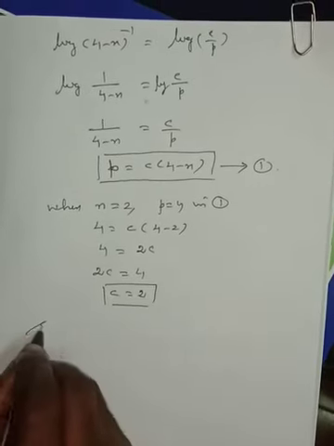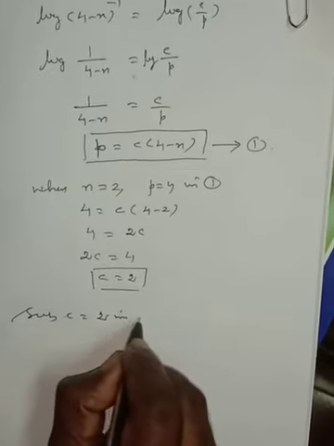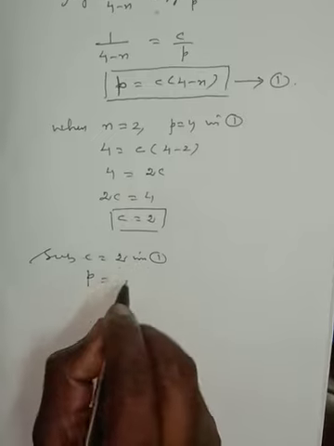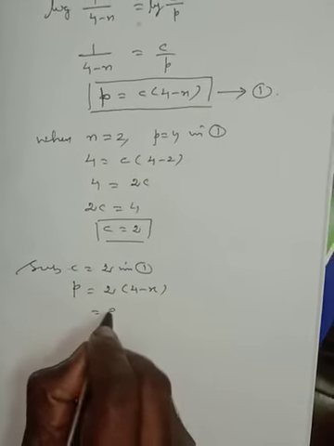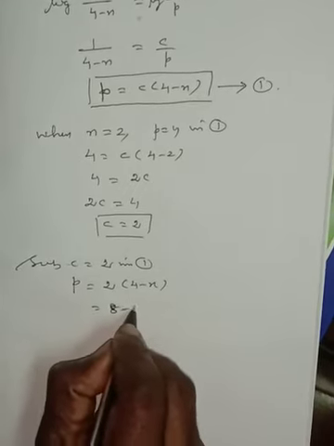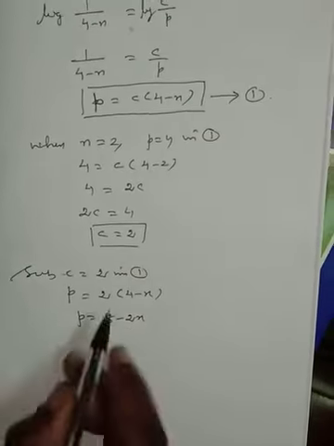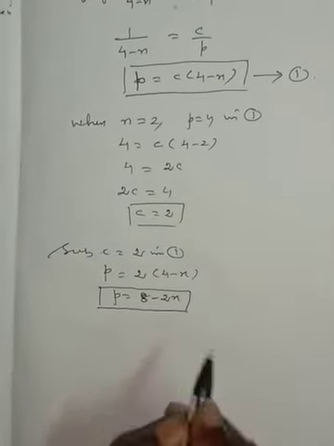Substitute c is equal to 2 in equation number 1, we have p is equal to 2 into 4 minus x. This means p is equal to 8 minus 2x. First question answer over.